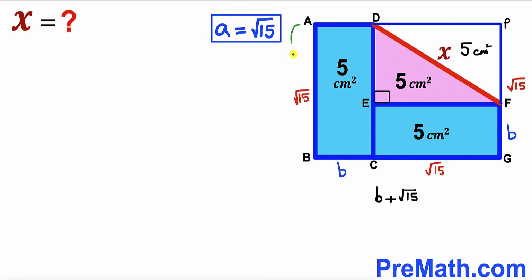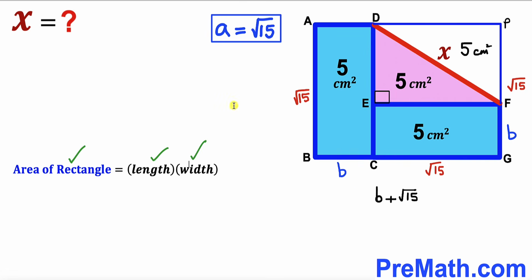And the other side length of this rectangle is square root of 15. Now let's recall the area of a rectangle formula. Area is always equal to length times the width. In our case, the length of this rectangle is b plus square root of 15, and the width of this rectangle is square root of 15. Therefore, this rectangle's area is going to be square root of 15 times (b plus square root of 15).